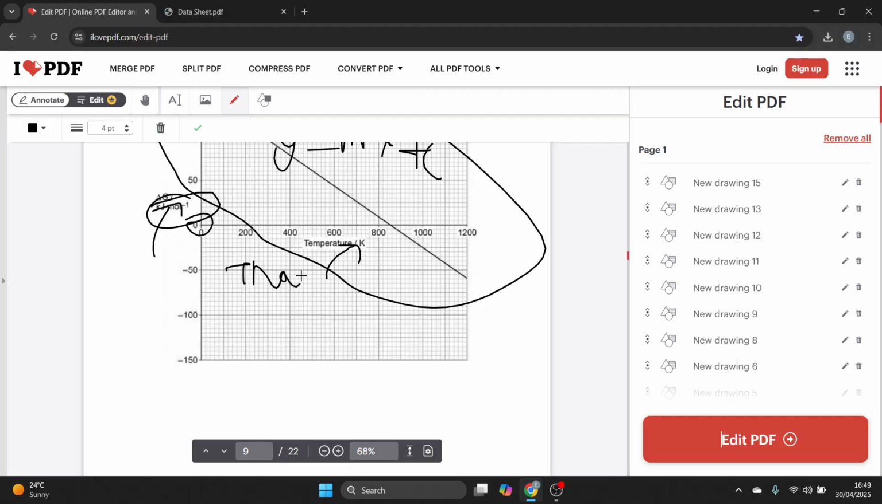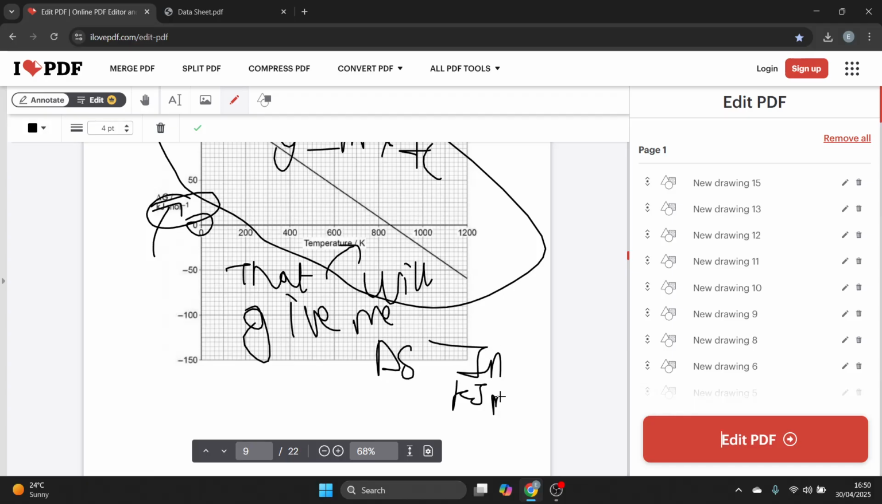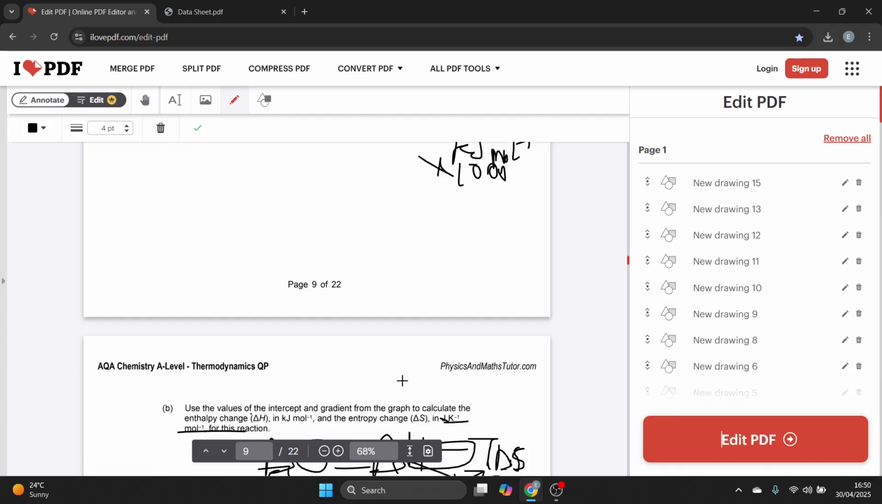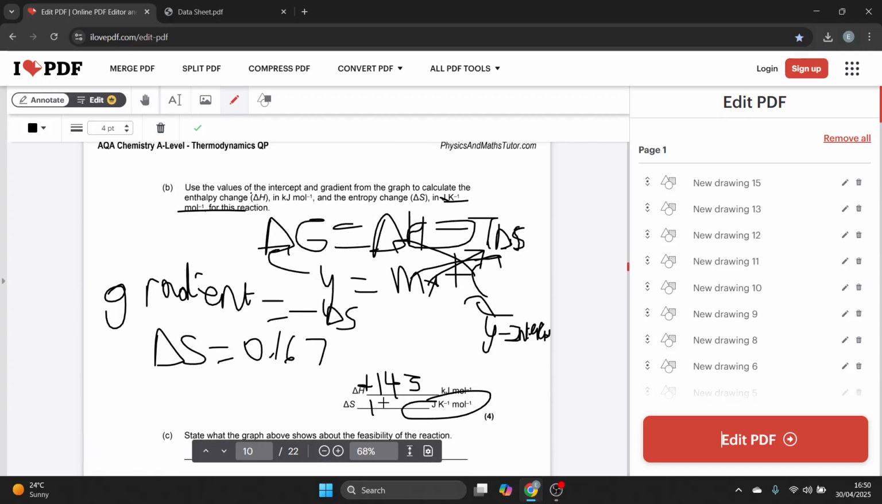That will give me delta S in kilojoules mole to the power minus 1. So therefore I need to then times by 1,000. So therefore my answer is going to be 167.